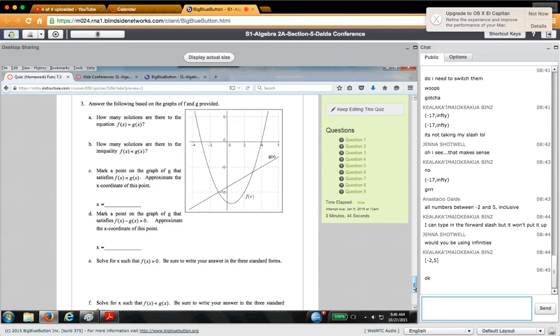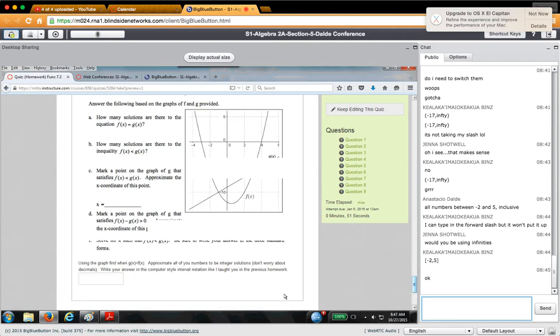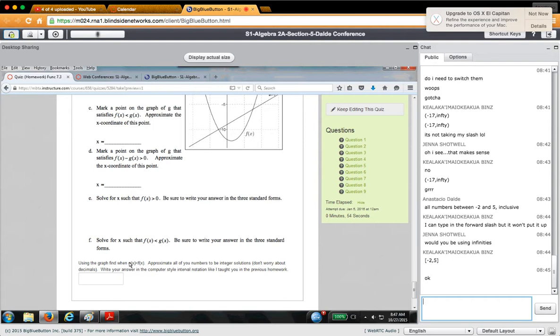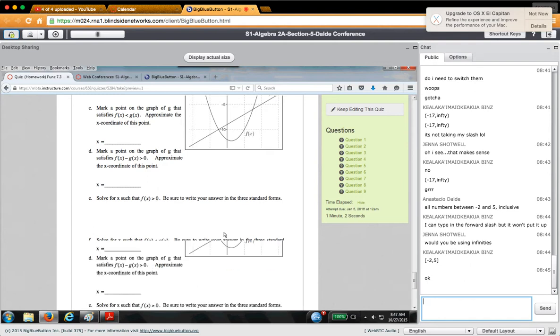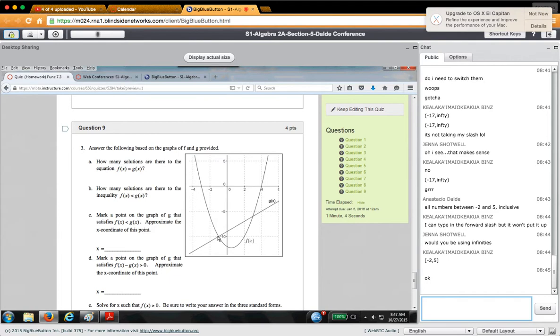How's that? Answer the following questions based on the graph. So here's f of x and here's g of x. We already took a look at that graph, and then here's my questions. Using the graph, find when g of x is smaller than f of x. Okay. Looking at that graph, when is g of x below f of x?